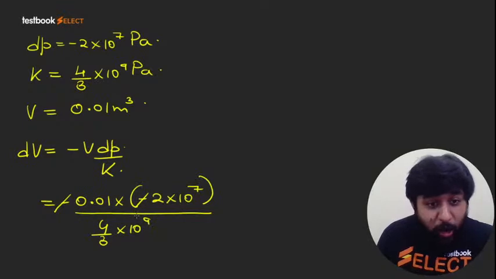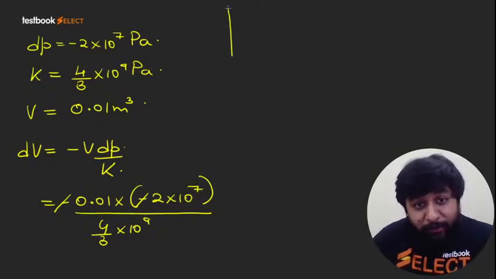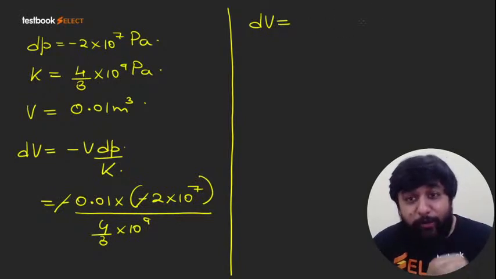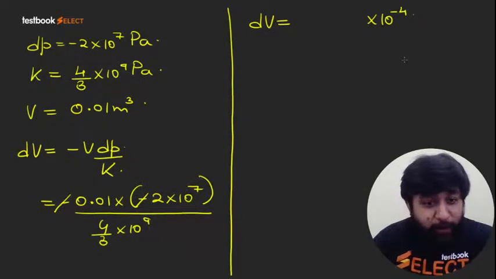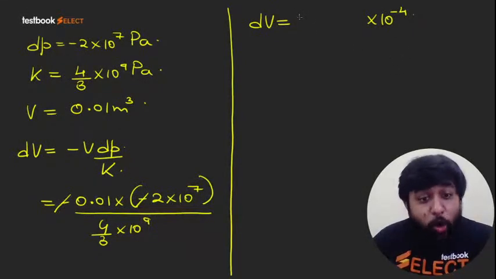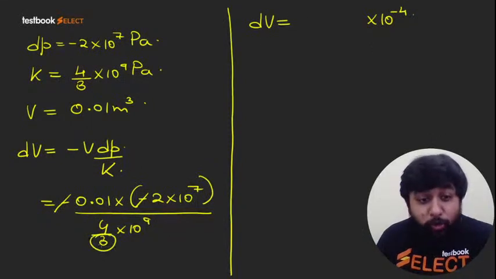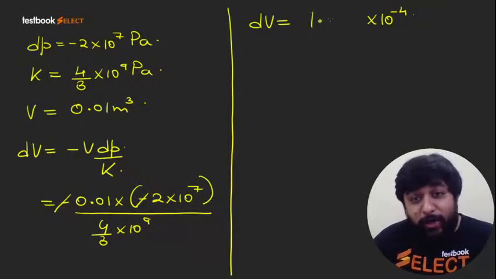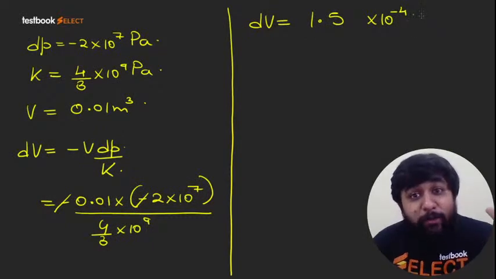Correct? Now I feel you can solve this. So dV is equal to 0.01 into 10 raised to power 7, that is 10 raised to power 5, divided by 10 raised to power 4. So I think there will be a 10 raised to power minus 4. And 3 into 2 will go up. This 3 will go up in the numerator. So 3 into 2 will be 6, 6 divided by 4 is 1.5. So this will become 1.5 into 10 raised to power minus 4.